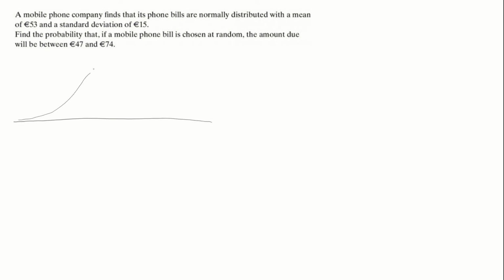Again, I'm drawing out my normal distribution. I'm marking in my mean, in this case €53, and a standard deviation of 15. They want me to find the probability that the phone bill falls between €47, which is to the left of 53, clearly, and up to €74. If I was counting in units, 47 would probably only bring me to about here, and 74 is probably about here.